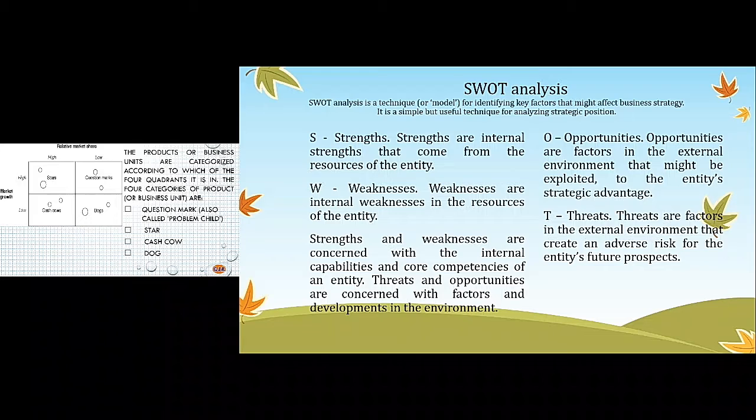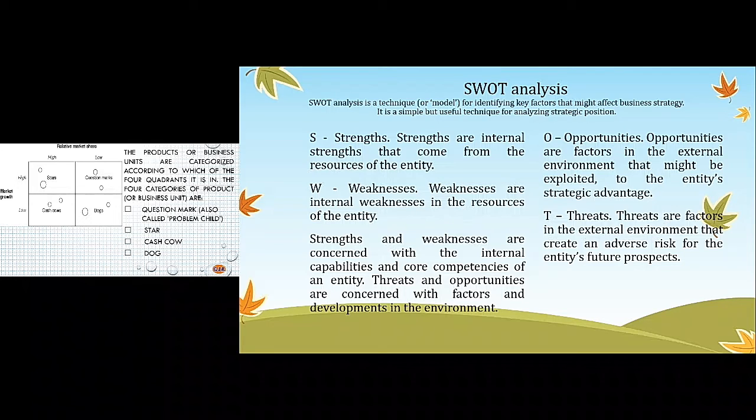Also, threats. What are the threats, especially external, that could threaten our survival? Maybe political upheaval, change of government, change of regulation, regulators' instability or insensitivity that may pose adverse risk for the future prospects of our organization.